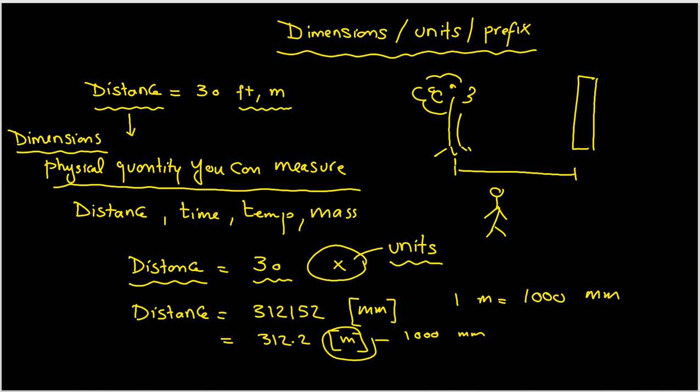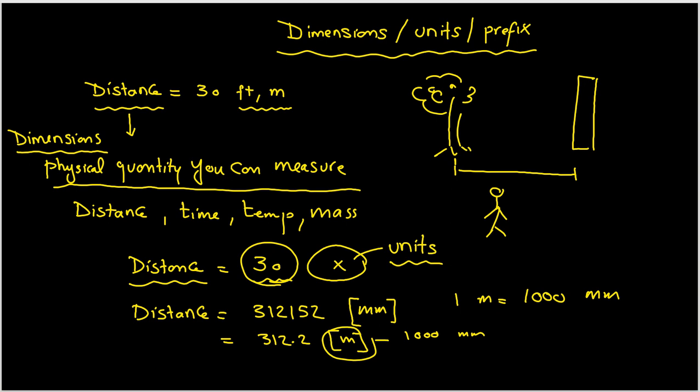So let's recap what we have in this video here. Dimensions are physical quantities that you can measure. You express that physical quantity by a numeric value, which can be written in different formats, including engineering prefix, and each numeric value has to be described by a physical meaning known as the units.